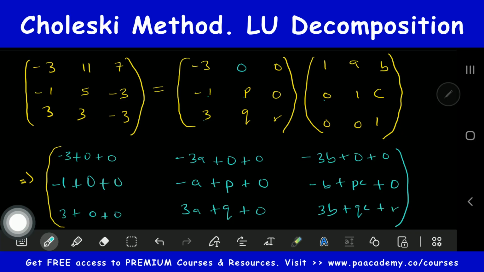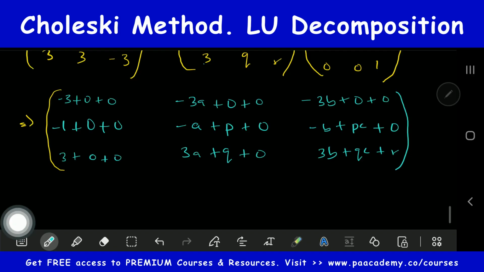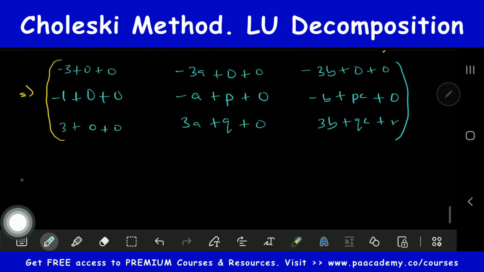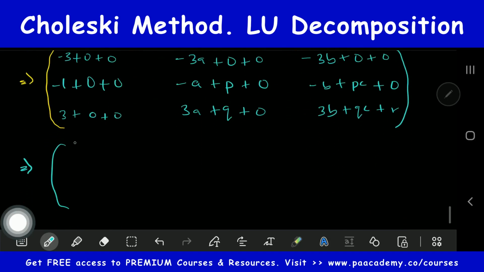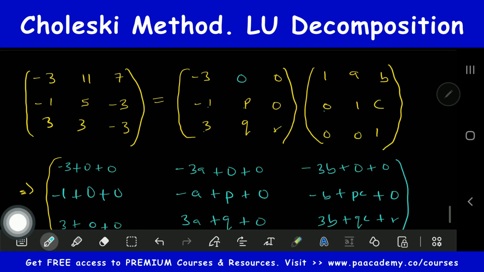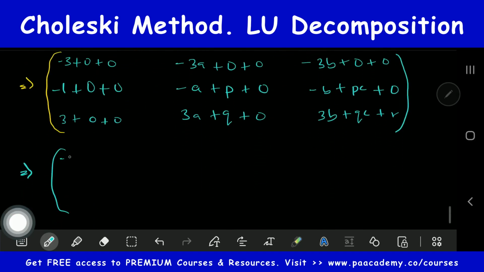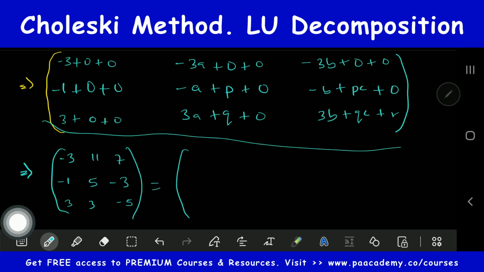All right, so I hope you got this. Okay, so this is just a multiplication of matrix. All right, so if you should simplify that, let me rewrite this right here. So minus 3, then 11, 7, then we have this to be minus 1, 5, minus 3, then we have this to be 3, 3, minus 1, okay, equals to, so now we are going to simplify everything here.